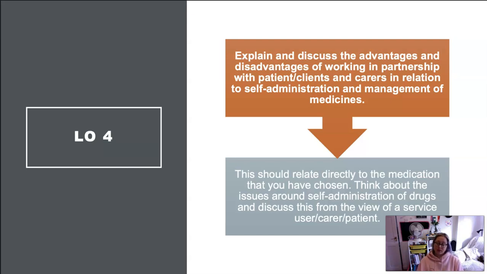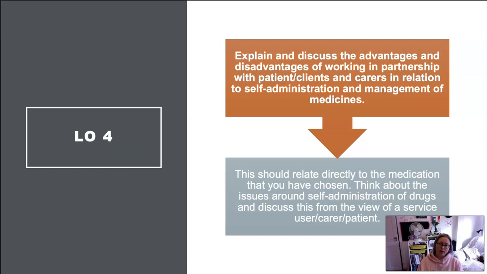Within this area, you might also want to look at what self-administration of medication is, why self-administration is preferred in certain cases, and what could compromise self-administration of medication when you're thinking about issues such as capacity, or whether a patient has things like dementia.